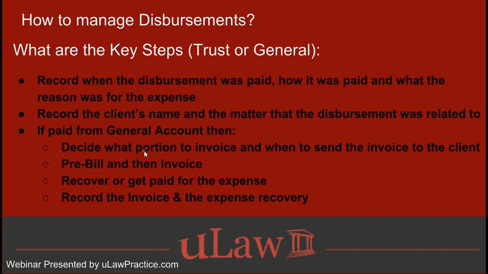Now, if you were to pay this out of a general account, some of the nuances there: decide what portion to invoice and which to send to the client. Okay? For example, if you've got a dinner expense and you've got a disallowed expense, which is a tip, decide whether you want to charge the client that tip or not, or if that's on your behalf. If that's your style, then make sure that you're not charging them for it, right?